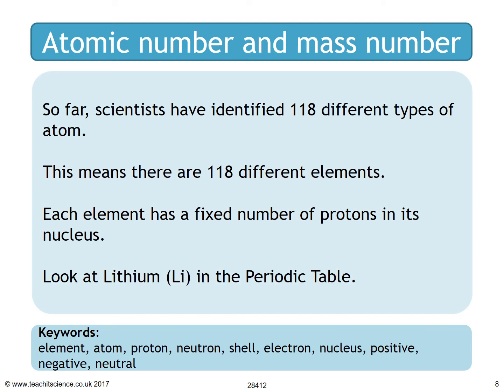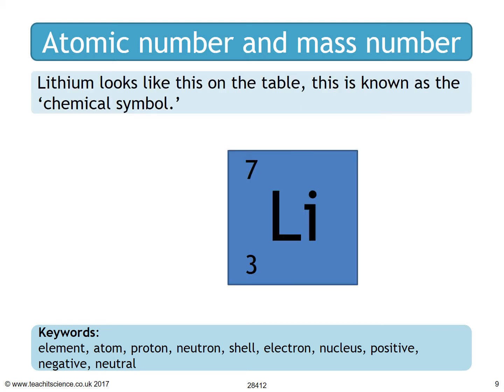Let's look at the lithium atom on the periodic table. You'll find it, for ease of access, on the left-hand side. Lithium looks like this. The chemical symbol is made up of two letters. Whenever you get two letters, the second letter is always a small one. All chemical symbols on the periodic table start with a capital letter. Have a look now to check.